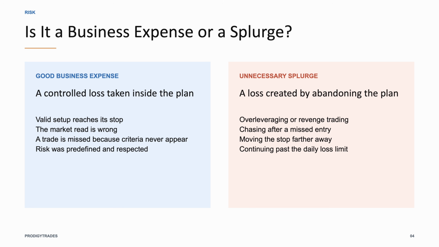Over-leveraging, revenge trading, chasing a missed entry, moving a stop further away, or continuing beyond your loss limit are not the normal business expenses. Those losses were created because the operator abandoned the plan. And remember, as professional traders, our job is to impeccably manage risk. A controlled loss taken inside the business plan is an expense. An undisciplined loss created by violating the plan is operational negligence. The journal forces you to identify which one you actually took. And your fundamental job as a professional risk manager is to completely eliminate all unnecessary splurges.